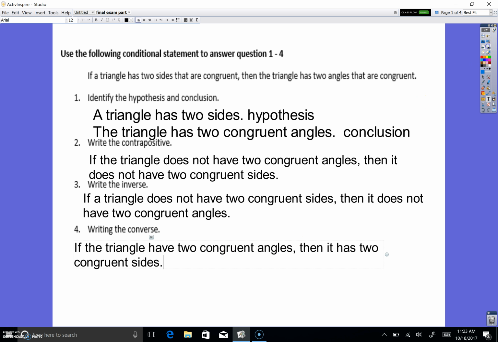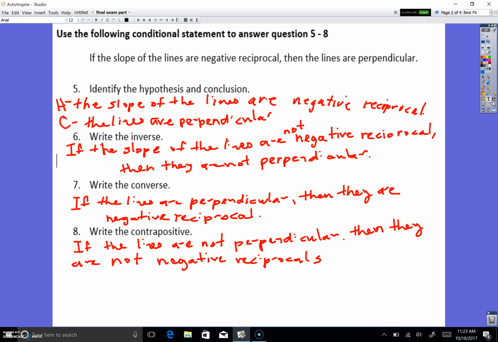Let's do another example. Here our conditional statement is if the slopes of the lines are negative reciprocals, then the lines are perpendicular. To identify the hypothesis and conclusion, the slopes of the lines are negative reciprocals. That's the if part. The then part is the conclusion. The lines are perpendicular.